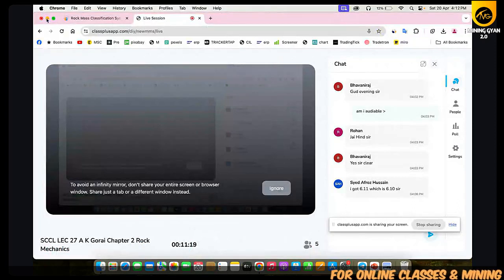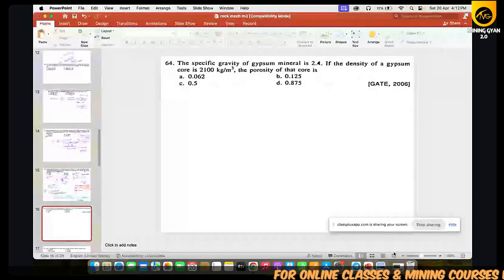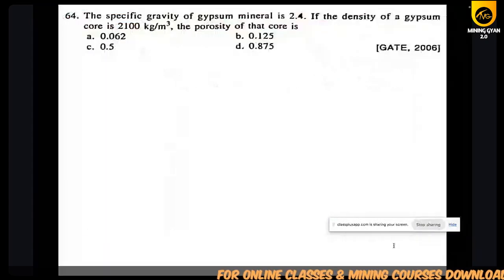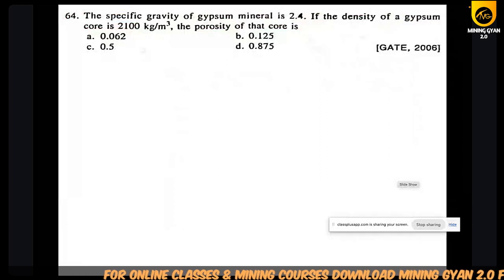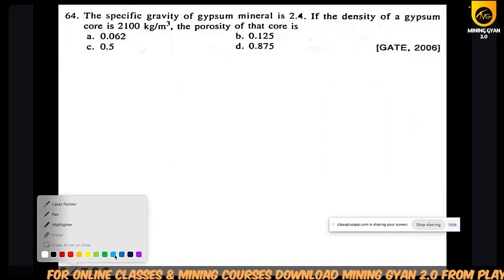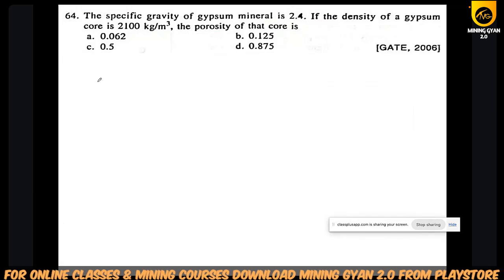Okay. So question number 64. Try this question. I will wait 30 seconds. Then I will solve this question. Porosity is just simply the formula of the porosity. Then you just have to do it.